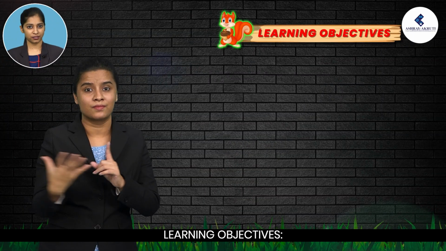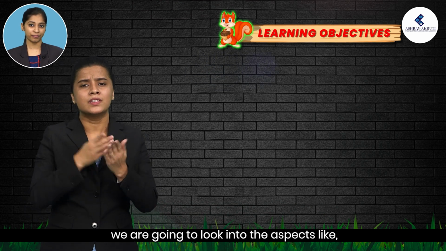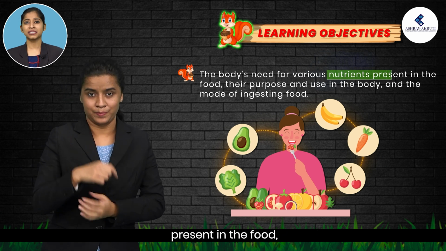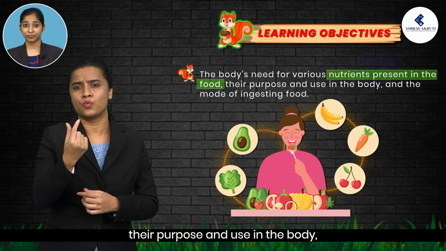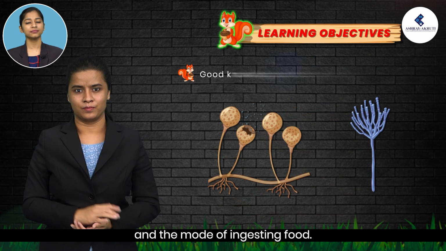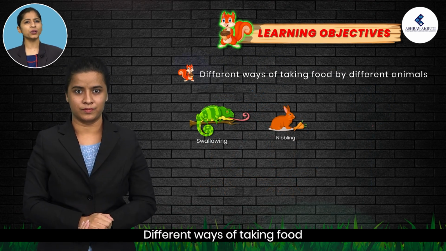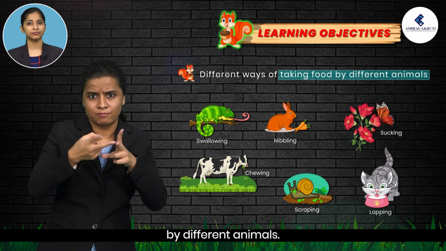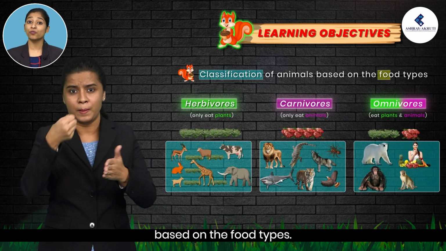Learning objectives. In this video, we are going to look into aspects like the body's need for various nutrients present in the food, their purpose and use in the body, and the mode of ingesting food. Good knowledge about fungus. Different ways of taking food by different animals. Classification of animals based on the food types.